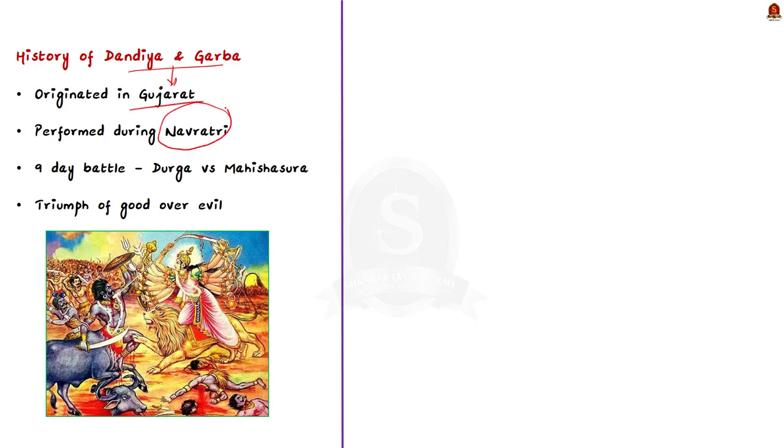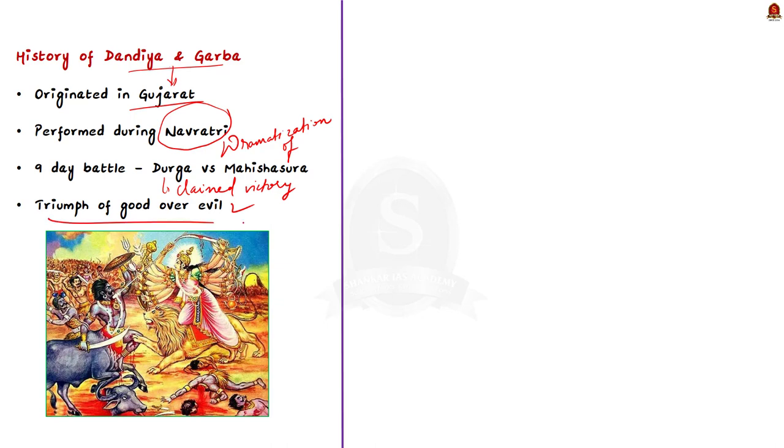Now, you may ask, why during Navratri? The reason is that these dance art forms are a dramatization of the 9-day battle between goddess Durga and the demon king Mahishasura in Hindu mythology. And in this battle, the goddess Durga emerged victoriously. This is what is symbolized by Navratri as well. That is the triumph of good over evil.